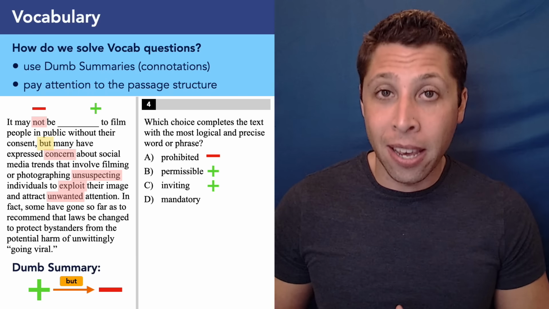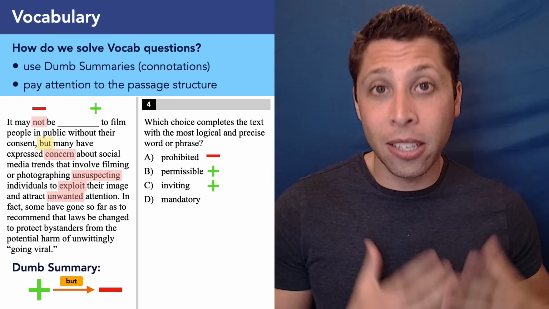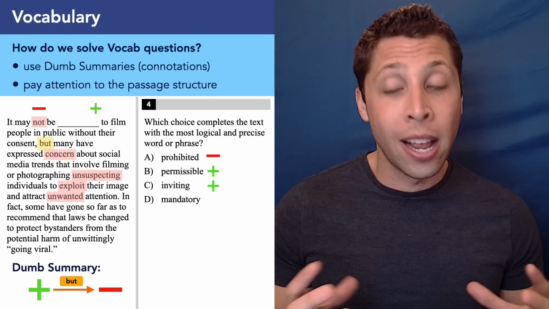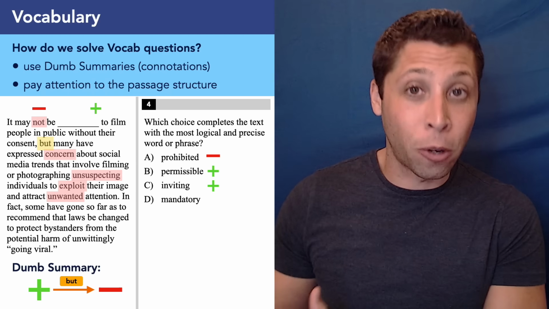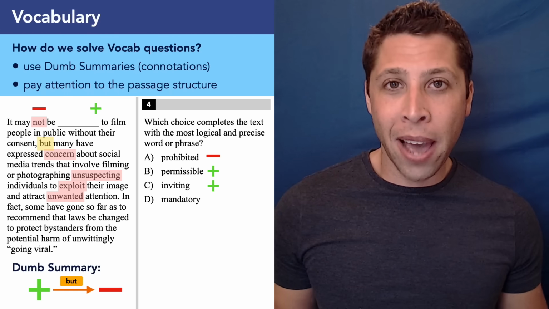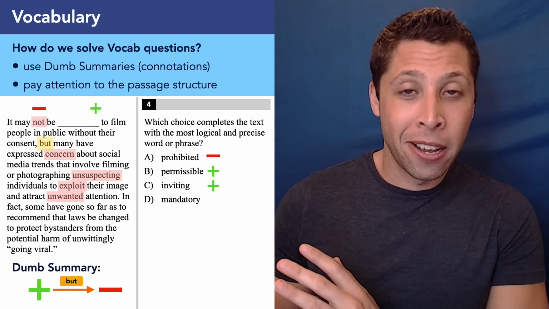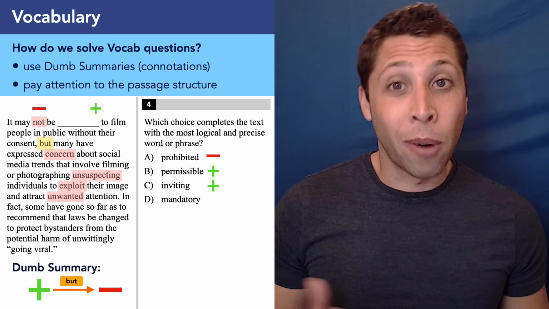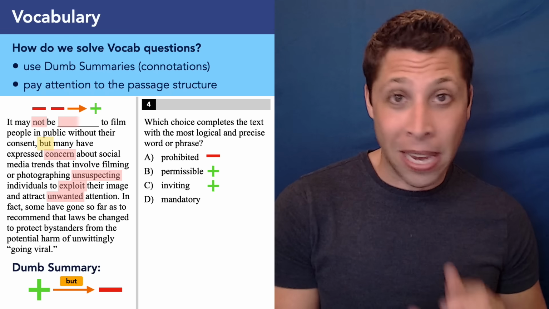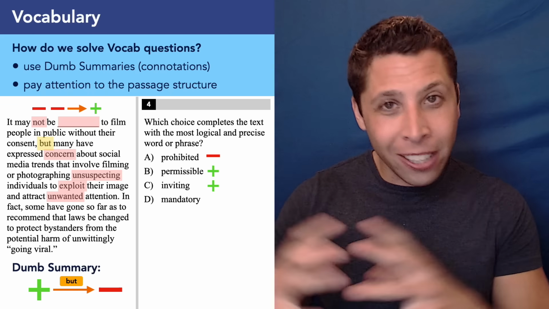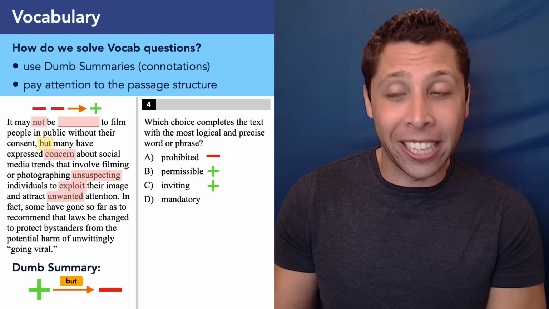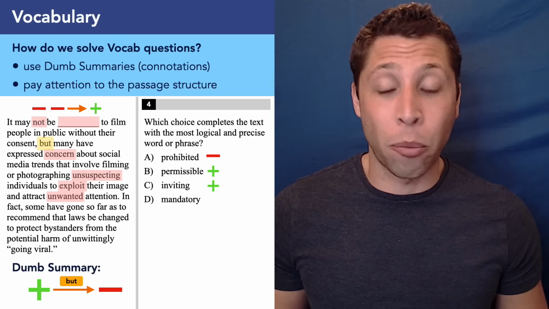Why would that be? Well, it's because the SAT is messing with the structure here, and it's trying to get us off the scent of the correct connotation. So think back to math class, right? If we have a negative, but we want a positive, well, two negatives make a positive. So we want our blank to be negative because then they'll kind of cancel each other out. It's a double negative to make a positive connotation that we're looking for.